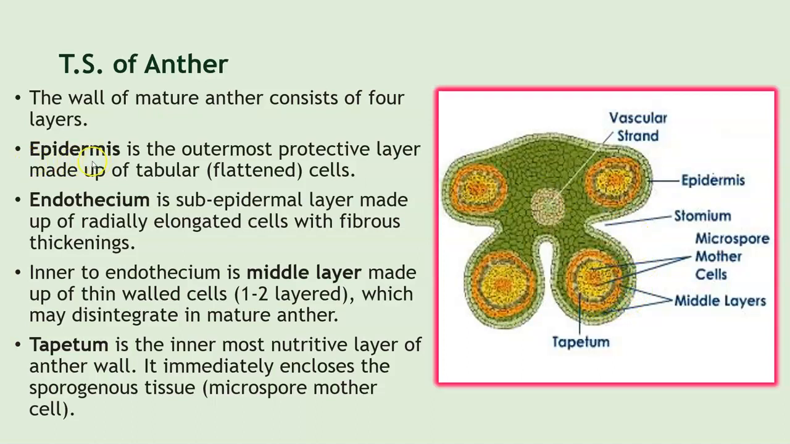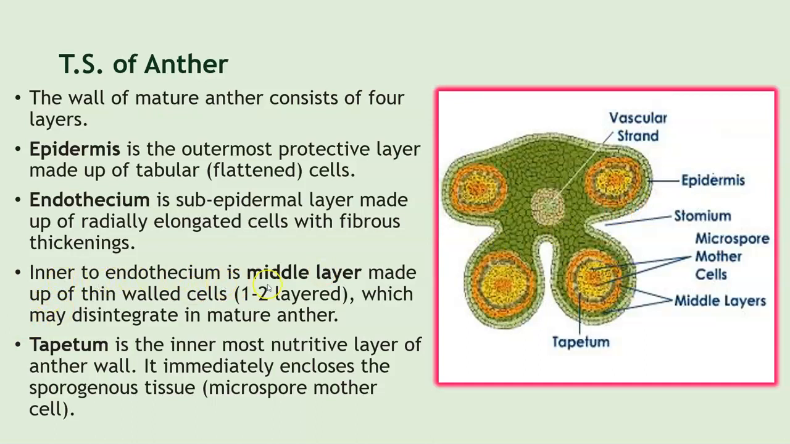The first layer is the epidermis. It is the outermost protective layer made up of tubular or flattened cells. So, this outermost layer is your epidermis. Then next to it is your endothecium. It is a subepidermal layer made up of radially elongated cells with fibrous thickening. So the next innermost layer is the endothecium.